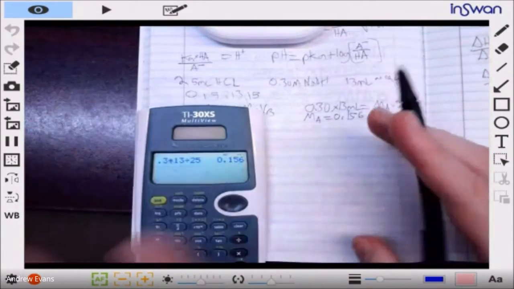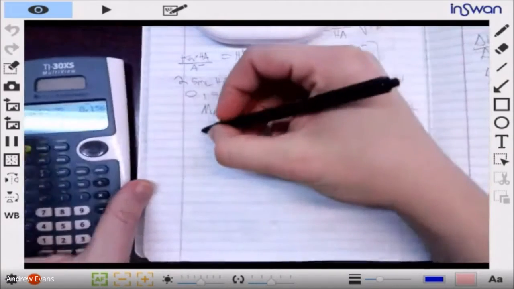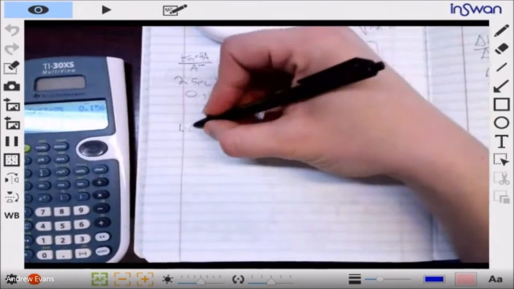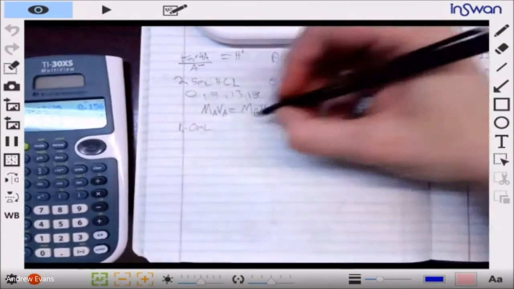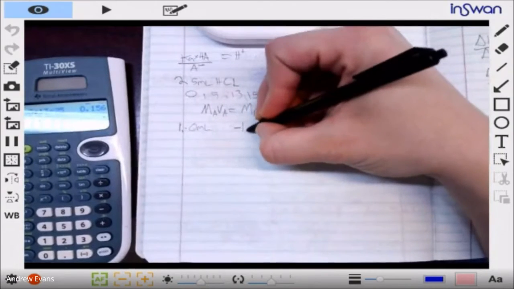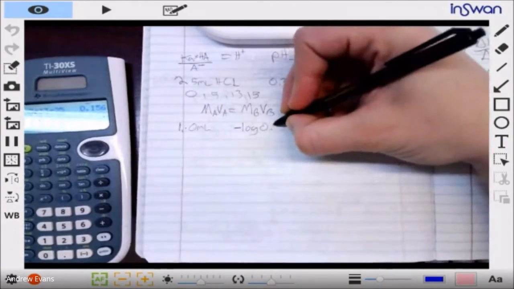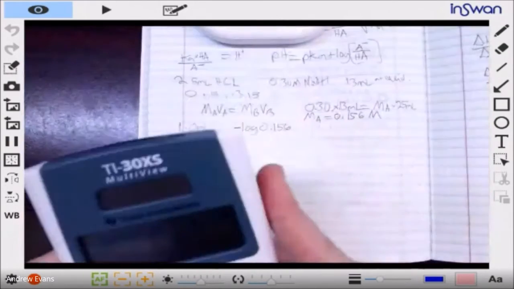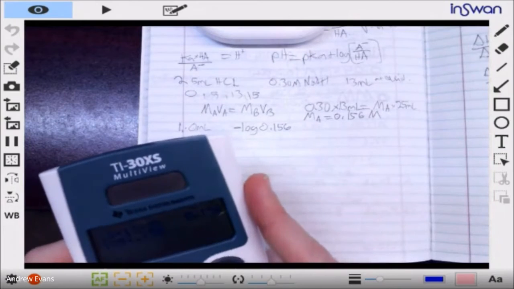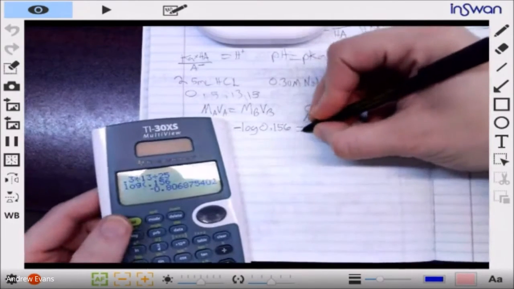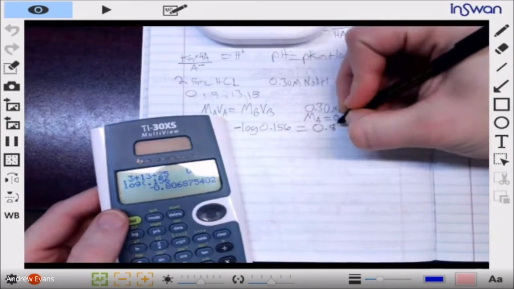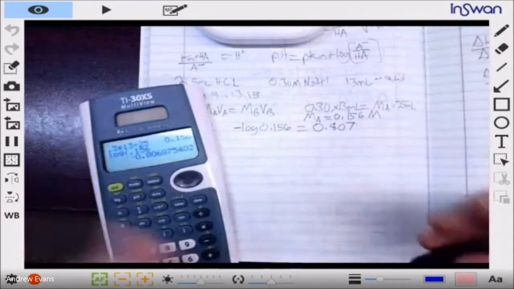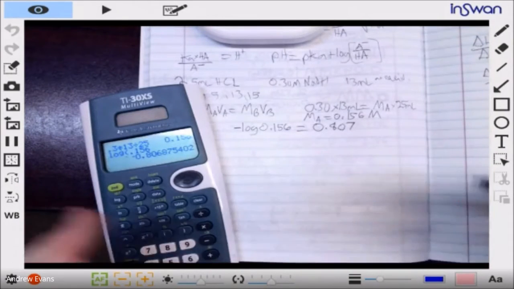Okay. So step one, where it's just 0 mils of base. 0 mils of base means we just take negative log of the amount of acid, 0.156. Negative log base 10 of 0.156, and that would give us a pH of 0.807.